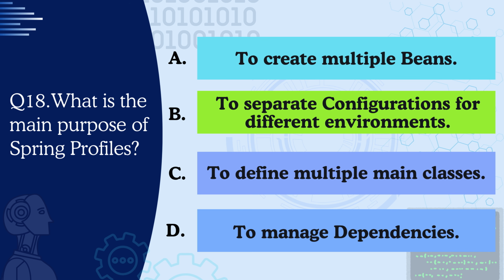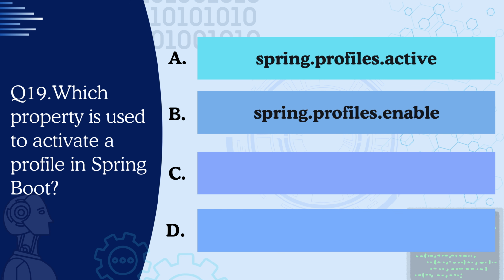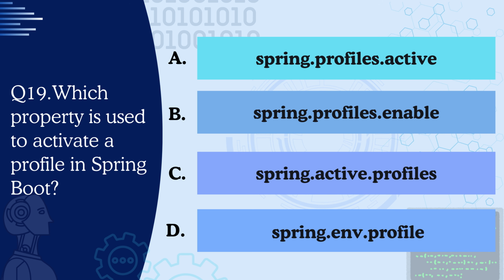Spring profiles are used widely in your projects, as generally in our companies we work on multiple environments like dev, test and prod. Okay. Question 19. Which property is used to activate a profile in Spring Boot? A. spring.profiles.active, B. spring.profiles.enable, C. spring.active.profiles, or D. spring.environment.profile. So the correct answer is A. spring.profiles.active. You use this property in your application.properties to activate a profile for a particular environment.